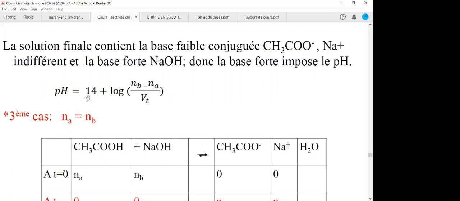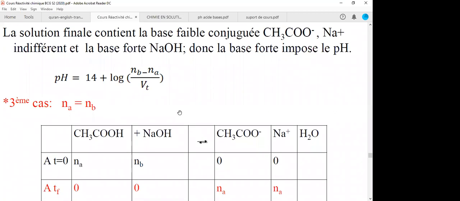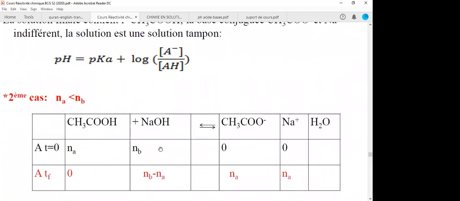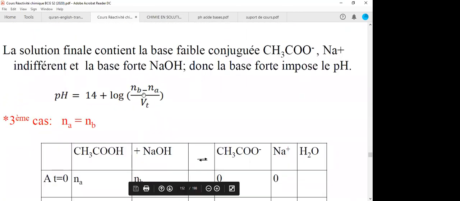So pH of the strong base is given by 14 plus log of the concentration of the base. Concentration of the base is equal to the number of moles of the base that remained divided by the total volume. What was the number of moles of the base that remained? It is given by the number of moles of the base in excess minus the number of moles of the acid. So since we want to find the concentration, we say number of moles of the base that remained divided by the total volume. This is what we call the concentration.